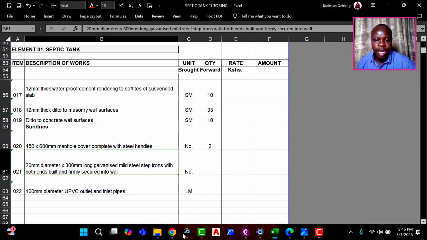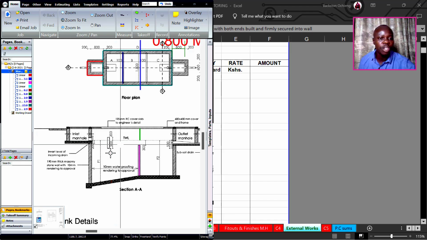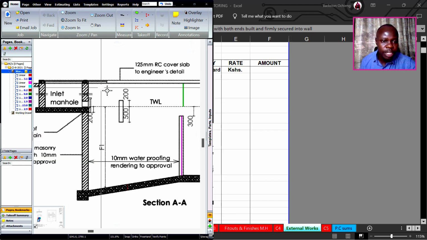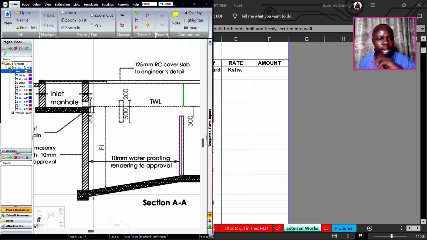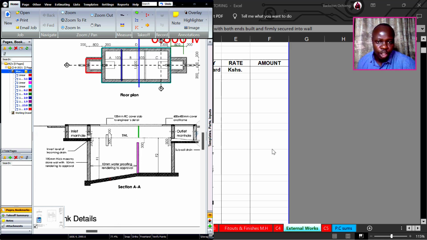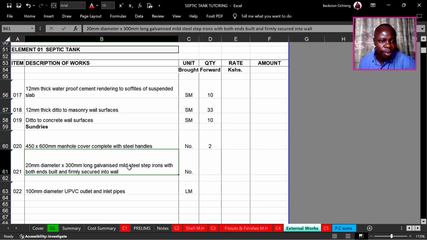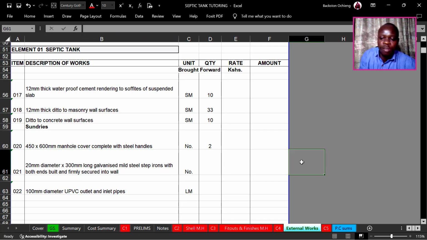So normally this is just the access to the manhole. Normally you give provisions of steel steps from the top to access this lower part. So that mentions what we have here. They have been provided in terms of the diameter and also the length. So what we need to know is the number of such.